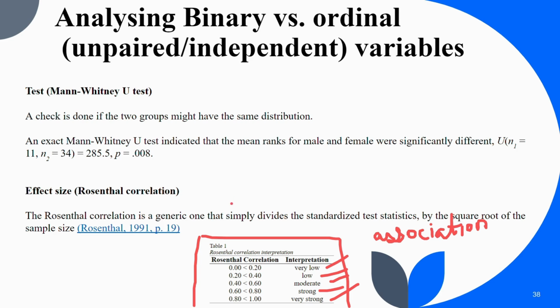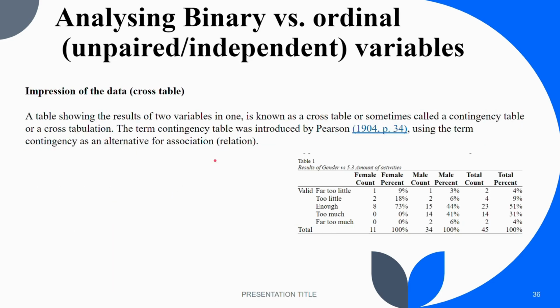So we have to perform multiple steps. First we have to create a cross table between the ordinal data and the binary data. So this is the binary data, male and female. The ordinal data is related to the amount of activities, from far too little upward, so it is ordered.